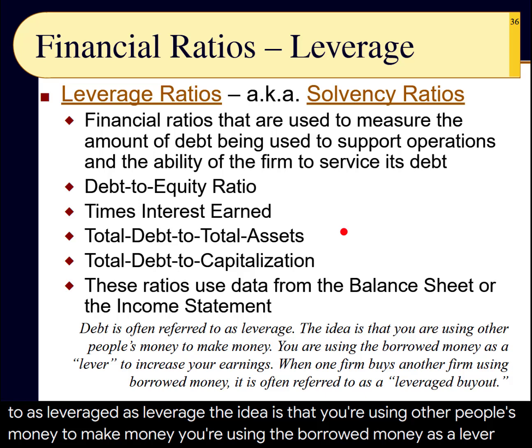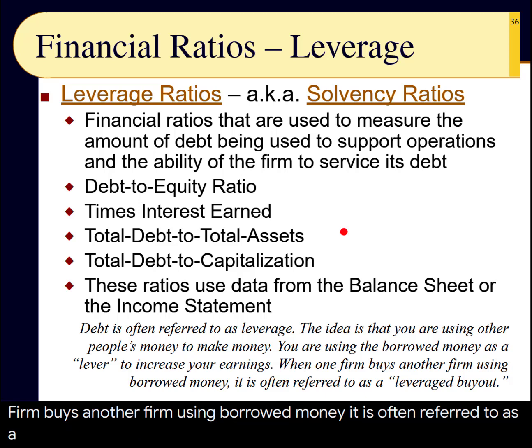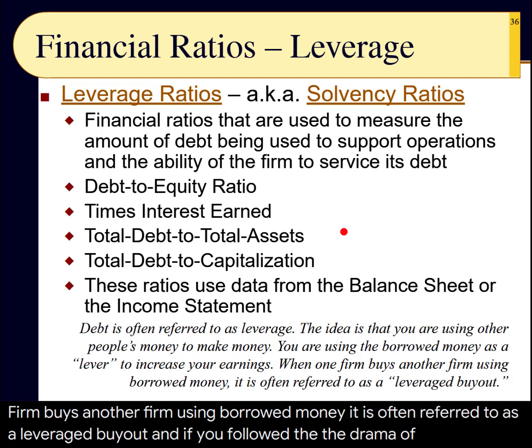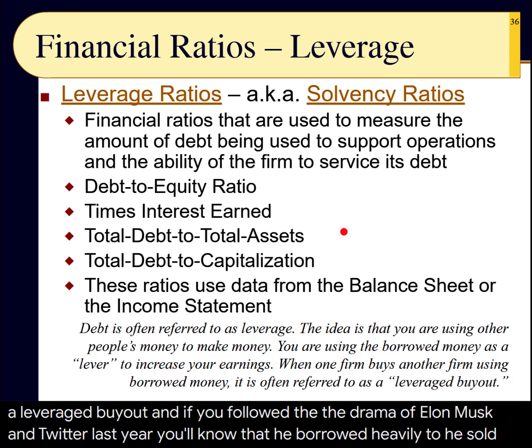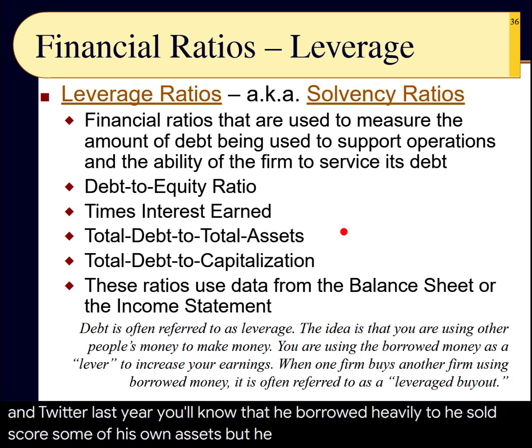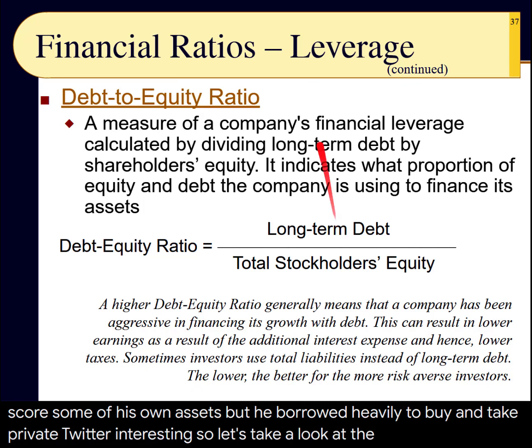When one firm buys another firm using borrowed money, it is often referred to as a leveraged buyout. And if you followed the drama of Elon Musk and Twitter last year, you'll know that he borrowed heavily. He sold, of course, some of his own assets, but he borrowed heavily to buy and take private Twitter. Interesting. So let's take a look at the debt to equity ratio.